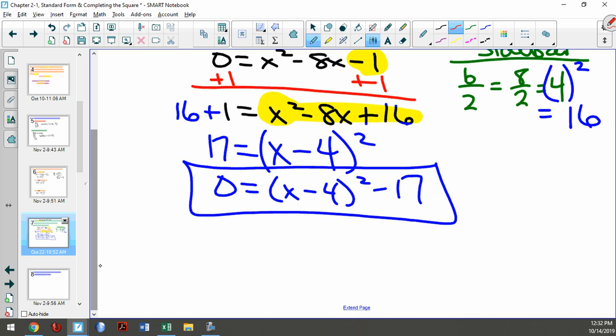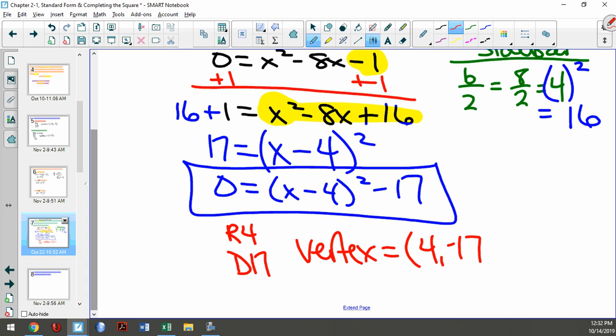It is going to the right 4, down 17 to give me a vertex of what? 4, negative 17.